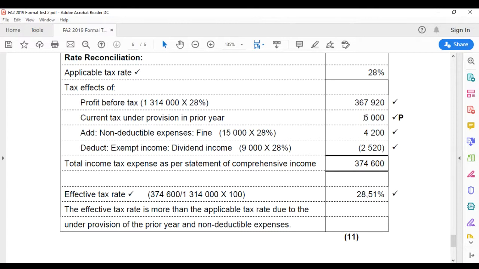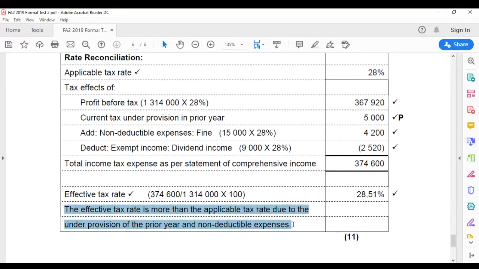Why? Because we had to provide for more tax this year relating to last year. So due to an under provision of the prior year, and also what else played a role, there were certain expenses that we could not deduct for tax purposes. So we include that there, the non-deductible expenses. So both of them, anything here that caused a positive, a plus in other words, not a negative, would have increased the effective tax rate.